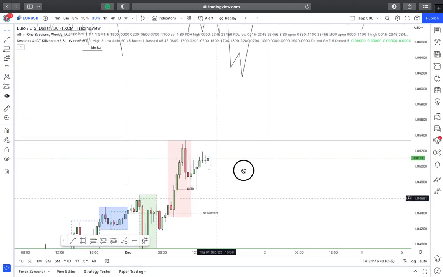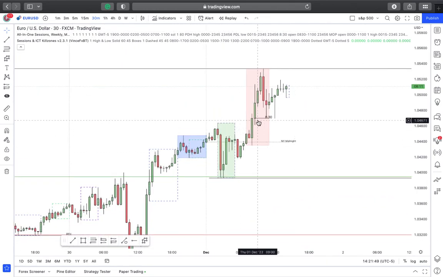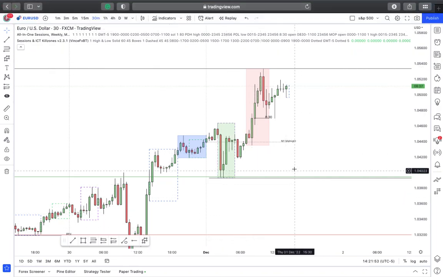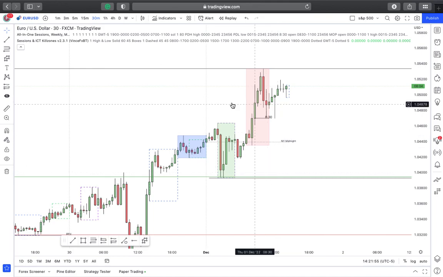I will show this to you on charts. In this scenario, I'm not backtesting this. This is the live chart from today, 1 December. Okay, so let me show you something.